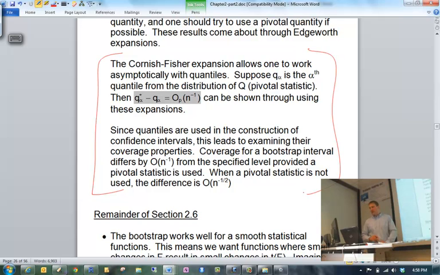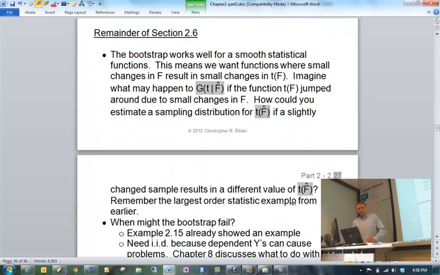Please read this on your own. It just talks some more about when you're working with quantiles. There's different ways that you can do this using Cornish-Fisher expansions. Also, coverage for a bootstrap confidence interval. This is going to be a more important topic in Chapter 5. When you're working with pivotal, it's better. Okay, I think we talked about the first bullet here, page 26.